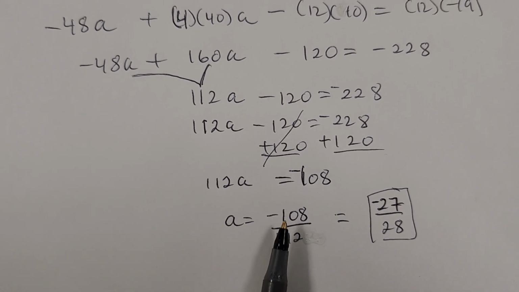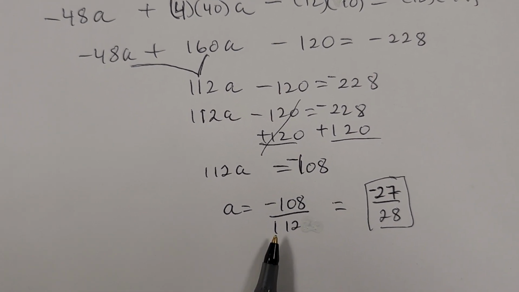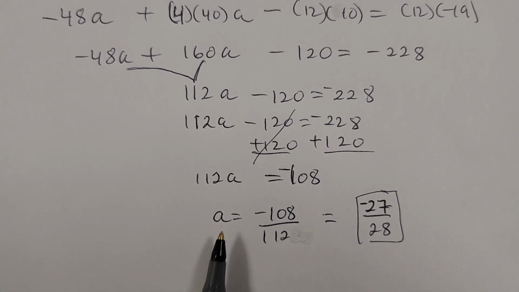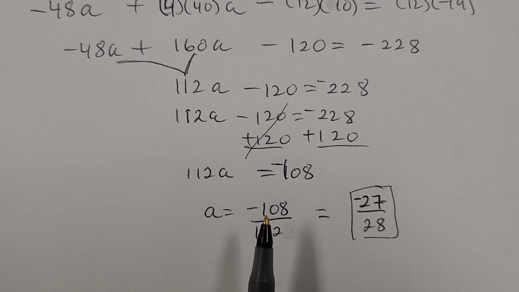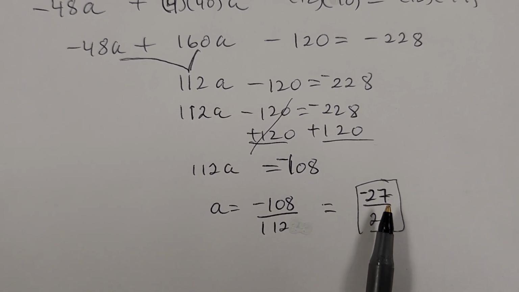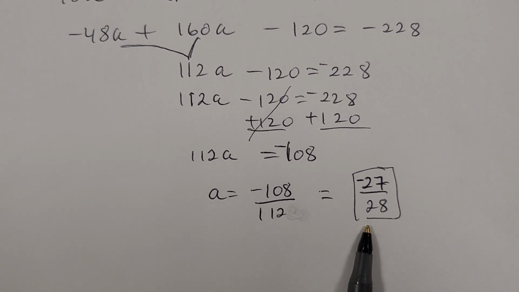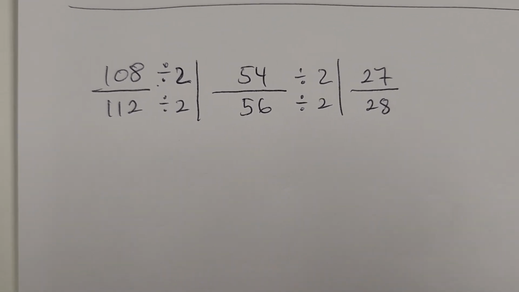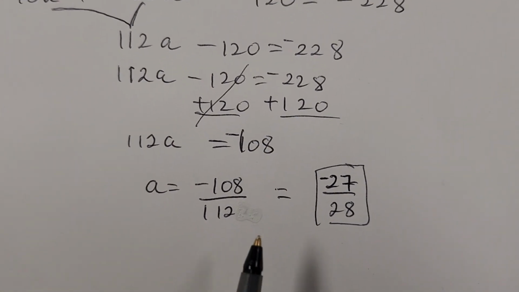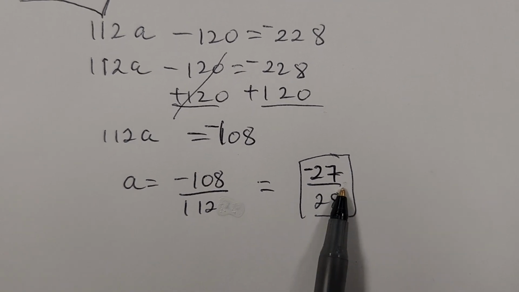Okay, now divide by 112, which I have here. So a is equal to negative 108 over 112. This is a fraction, and make sure it is reduced. So how did I go from here to negative 27 over 28? Okay, so here is the fraction being reduced. So this fraction right here, how did I get from here to here?